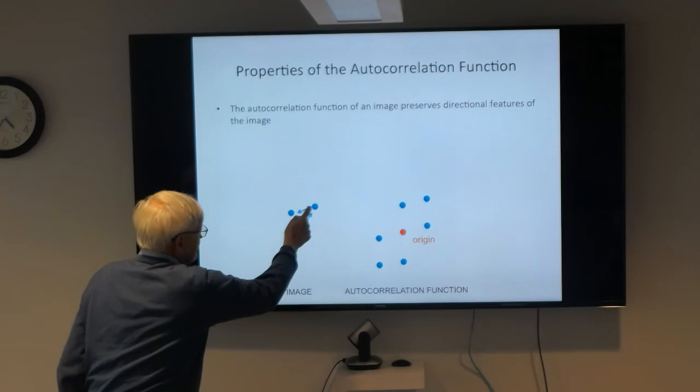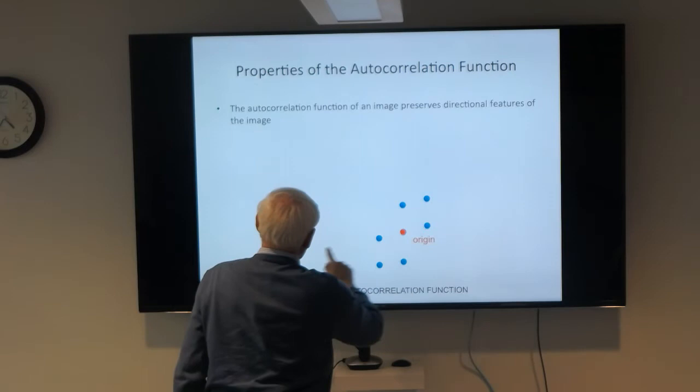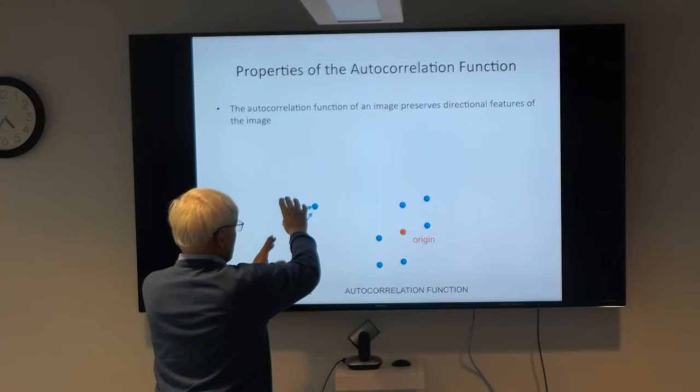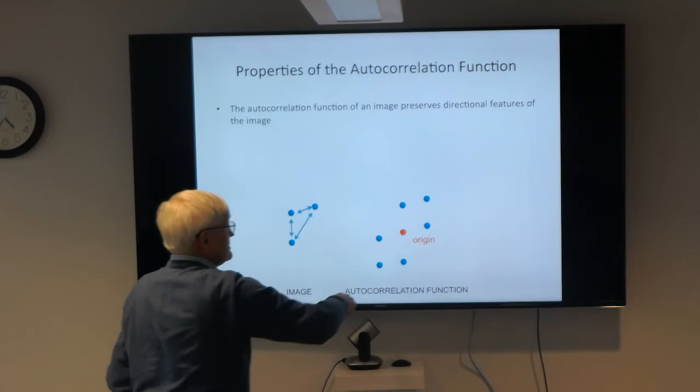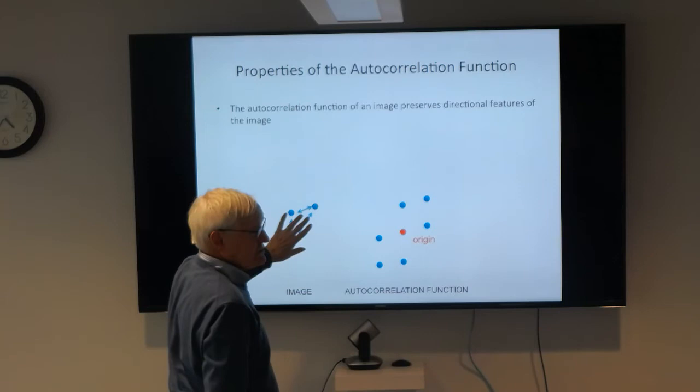So there are different kinds of overlap. To plot it out, we get the autocorrelation function, which shows this vector, that vector, and the same happens if we shift it the other way around. So the autocorrelation is centrosymmetric, okay? But the most important thing is that it preserves directional features of the image, preserves it. So we can use this.